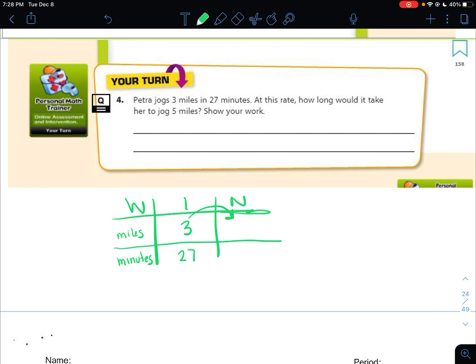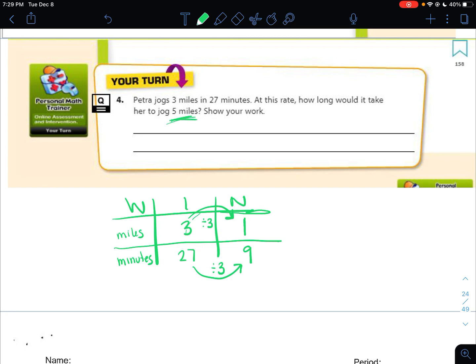So can you figure out how many minutes it takes her to run 1 mile? How do I get from 3 miles down to 1? I need to divide by 3. So do the same thing to the minutes. Divide your minutes by 3. And 27 divided by 3 is 9. So I know that in 9 minutes she can go 1 mile.